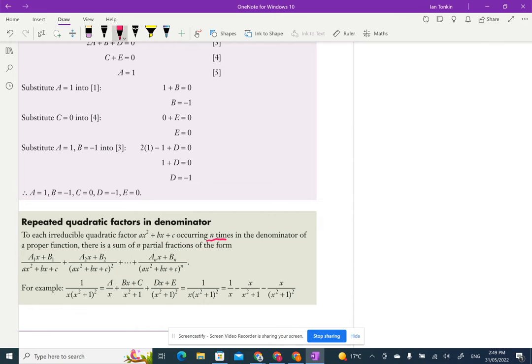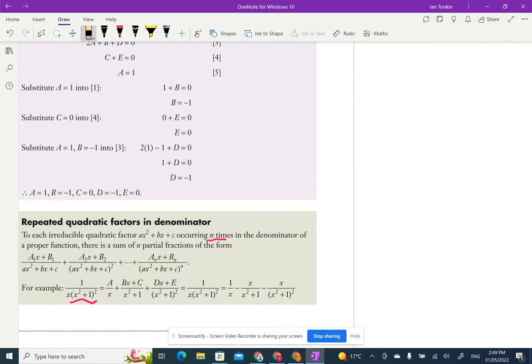Now, an irreducible quadratic just means that the quadratic in the bottom has no real solutions. It only has complex roots or complex solutions. So, for example, here we've got x squared plus 1. Well, x squared plus 1 only has these two solutions, and they're complex. So how do we go about solving these?